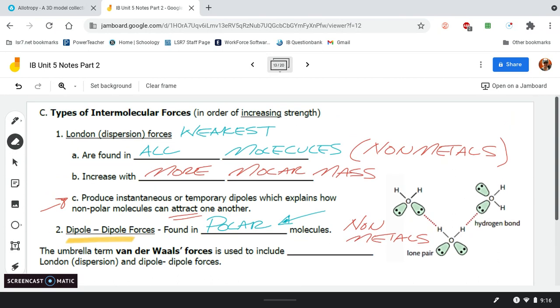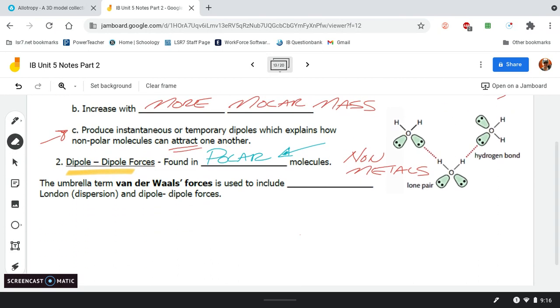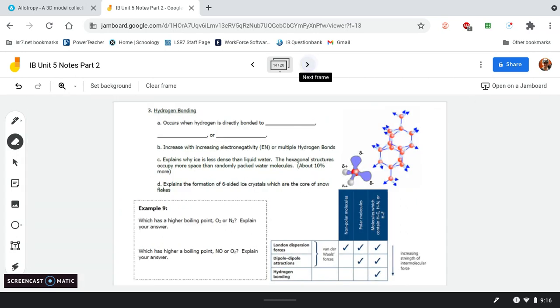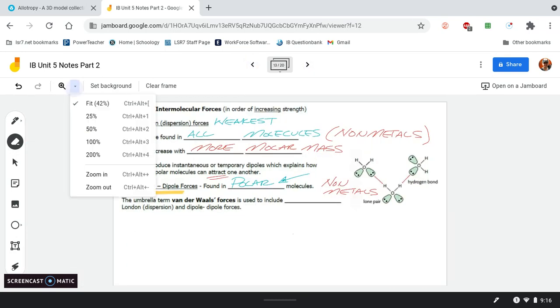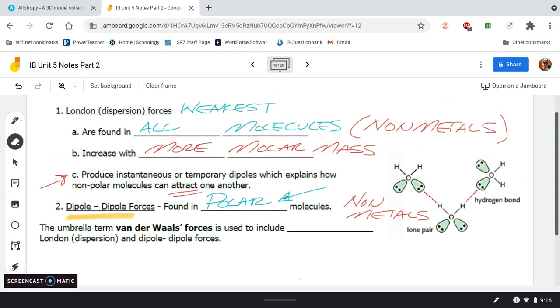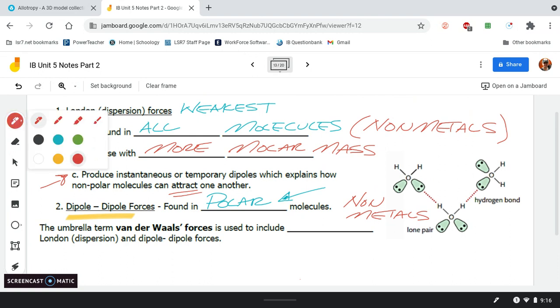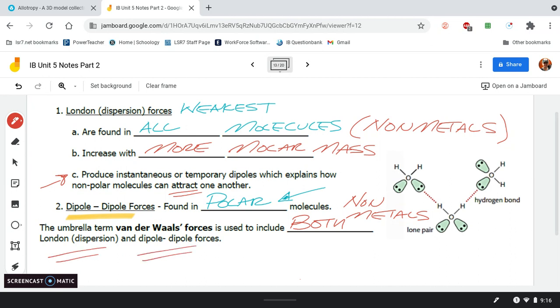one here, I guess I cut it off. It must be on the next slide. Let's go look real quick. There it is, hydrogen bonds. Probably the picture got too big. Okay, the umbrella term van der Waals forces is going to include both of the ones that I just talked about. So if they say van der Waals forces, they are using both dipole and London dispersion. Don't worry a lot about van der Waals.